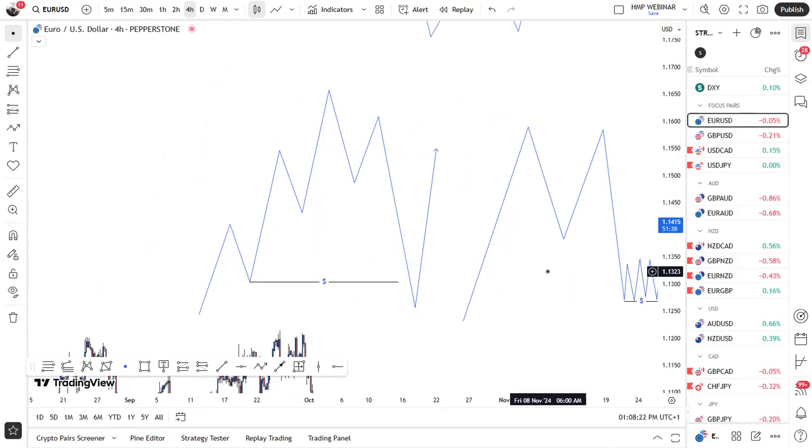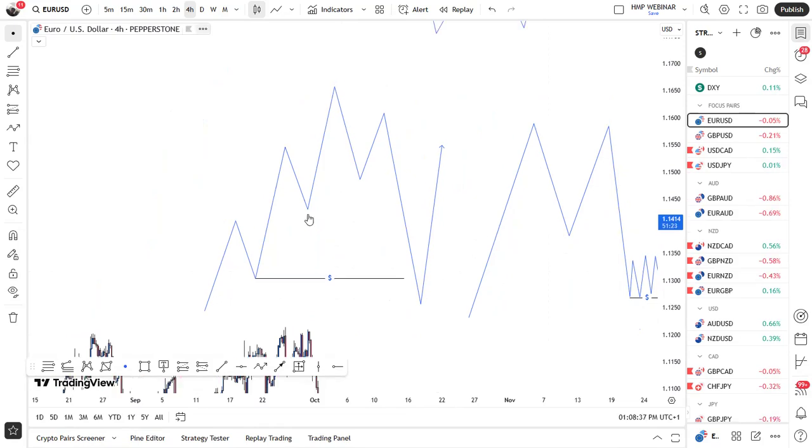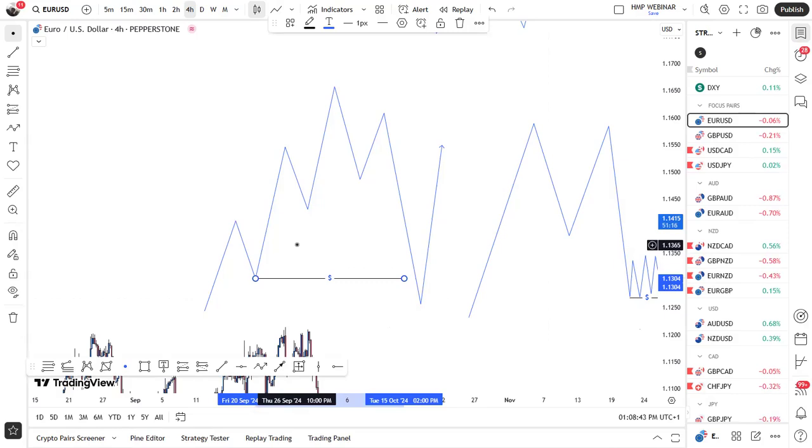Simply put, inducement liquidity is the last structure before our potential reversal zone. Some people call it structural liquidity, some people call it inducement liquidity, but it is a liquidity that is lying before the potential reversal zone.